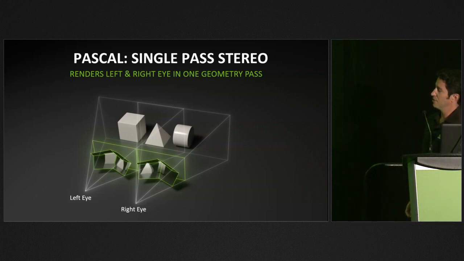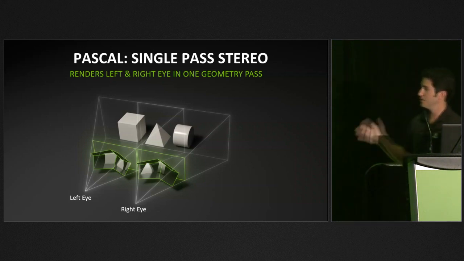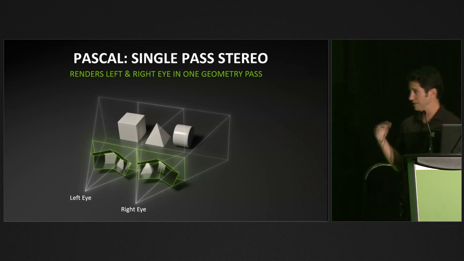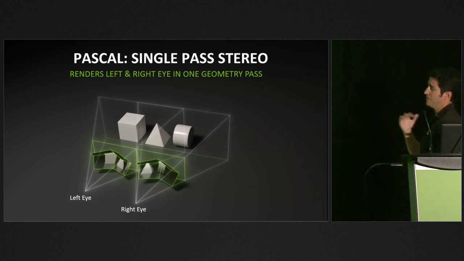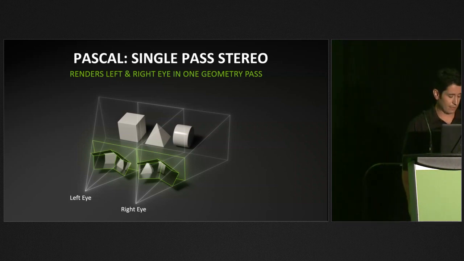So the left eye and the right eye could be submitted once, the attributes could be fetched, and triangle setup and triangle vertex shading and all that could be done one time. And then after that in the pipeline, rasterization, pixel shading, any frame buffer operations, those would have to be done for each eye, but everything before that would be accelerated.